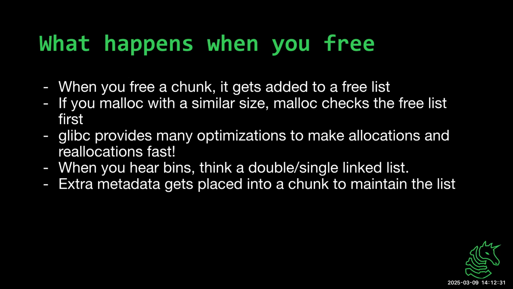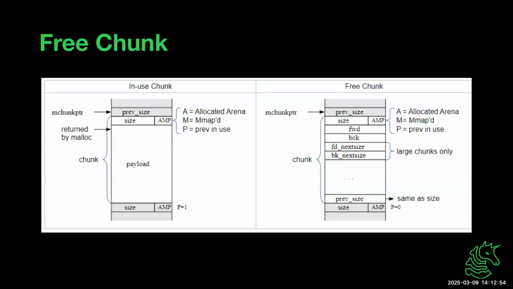And later you'll hear us talk about something called bins. Each bin is basically just either a doubly or singly linked list. And in order to maintain this list, extra metadata, like forward and back pointers for the list, gets added to the chunk to maintain the free list. So this is what that metadata looks like for an in-use and a free chunk.